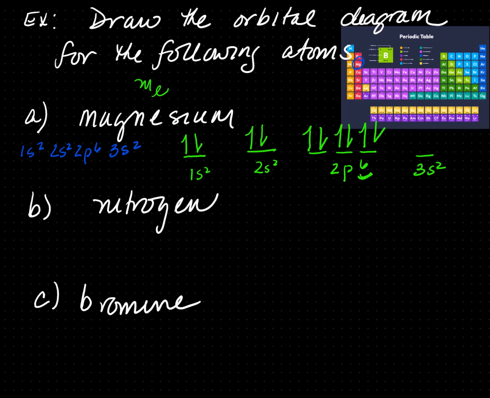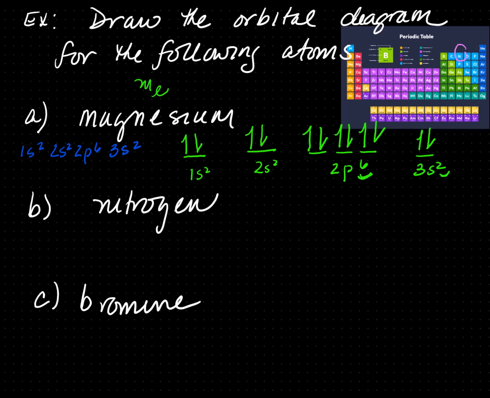The next lowest energy level is 3s2. So Hund's rule, 1 per orbital, and I pair upside down because I need 2. So this is the electron configuration and orbital diagram for magnesium. Pause the video, try B and C on your own, and then check your answer.